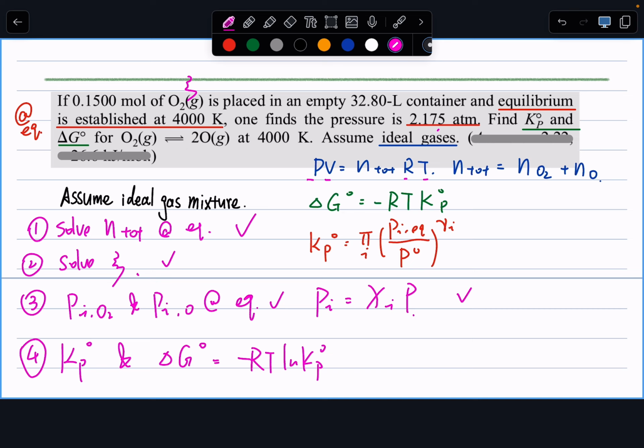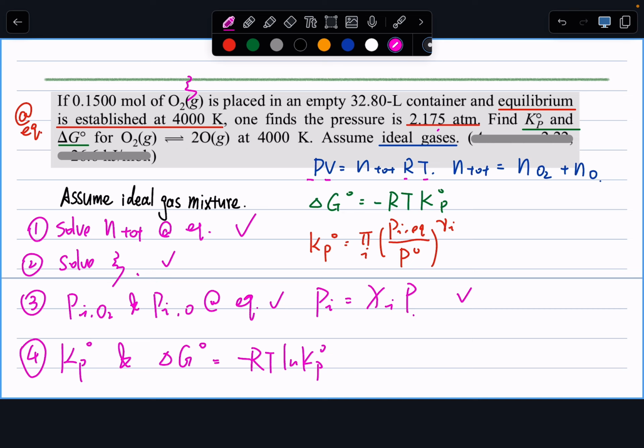Okay, third goal, calculating our partial pressure. Right, so our partial pressure is defined as the mole fraction times the total pressure. So what is our partial pressure for, say, O2 at equilibrium? For this one, I want my total pressure, so 2.175 atm times the mole fraction. Right, so mole fraction is the number of moles of O2 divided by the total number of moles. That's mole fraction.